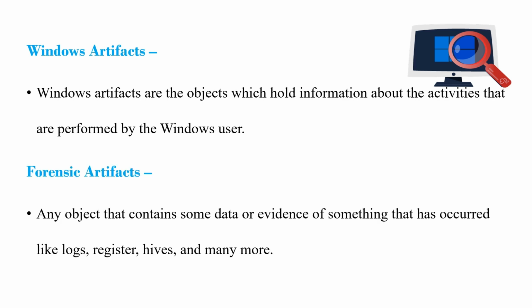Next is forensic artifacts. So forensic artifacts means the object that contains some data or evidence of something that has occurred, like logs, registers, hives, and many more. So forensic artifacts means the objects which are having some forensic values, means they contain the evidence of something that occurred.